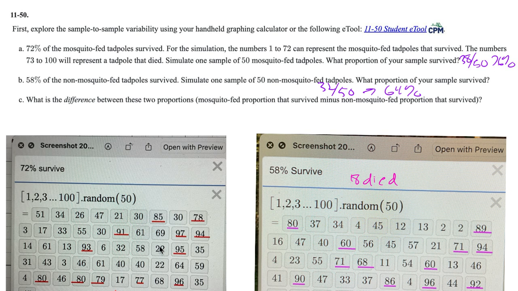What's the difference between these two proportions? The mosquito-fed was the first number, 76, and the non-mosquito was 64. I take that difference and find that I've got a 12% difference between those two. So that is my difference.